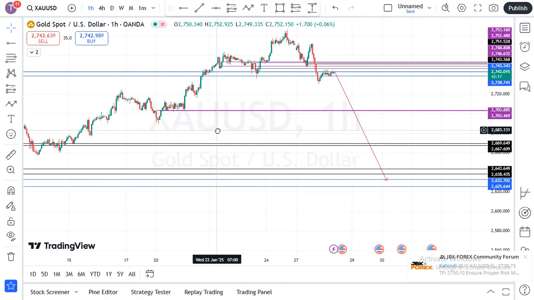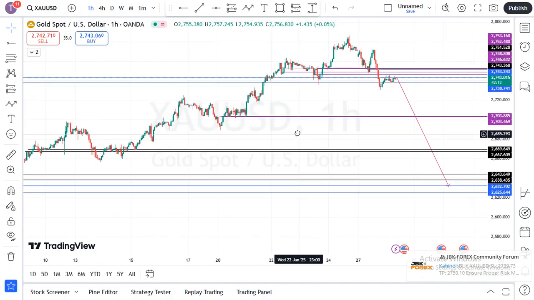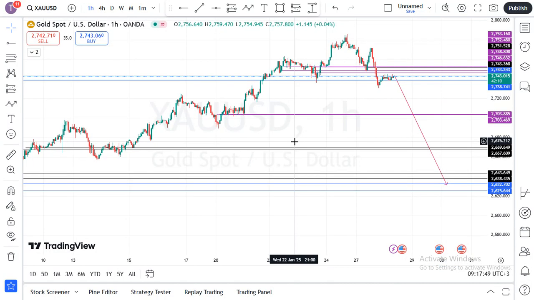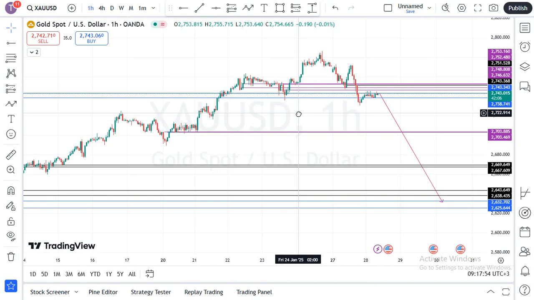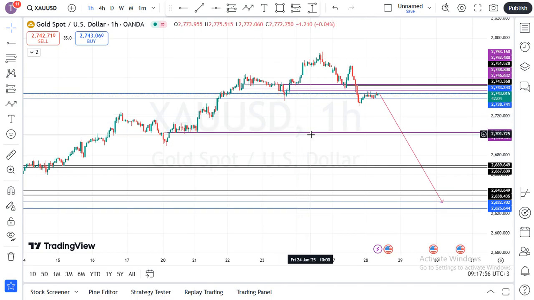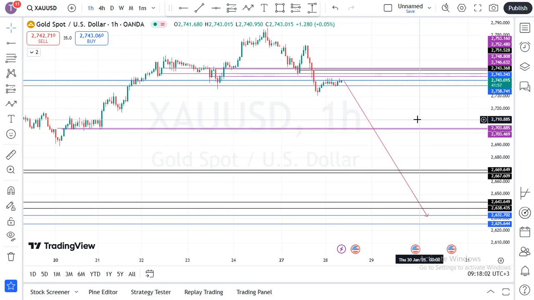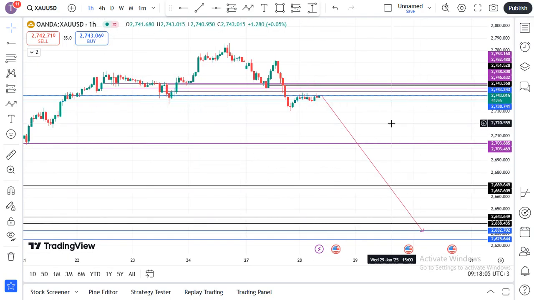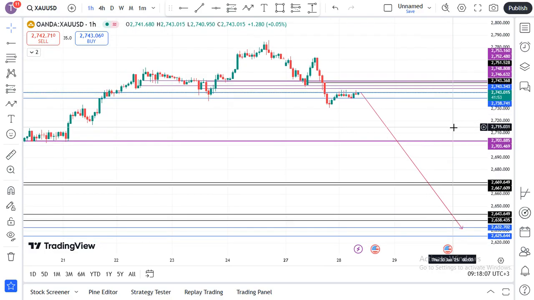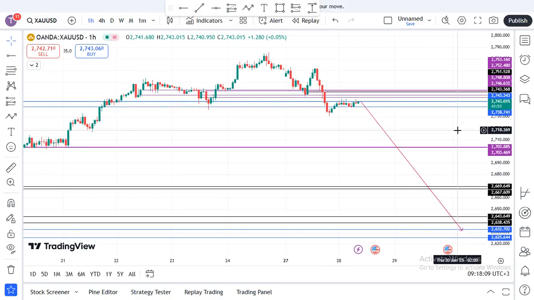So next time, guys, make sure you test this on your chart and see if it's working for you. It's not a strategy. It can just help you to know where to get the entries from, because it is a liquidity. Okay, next time.